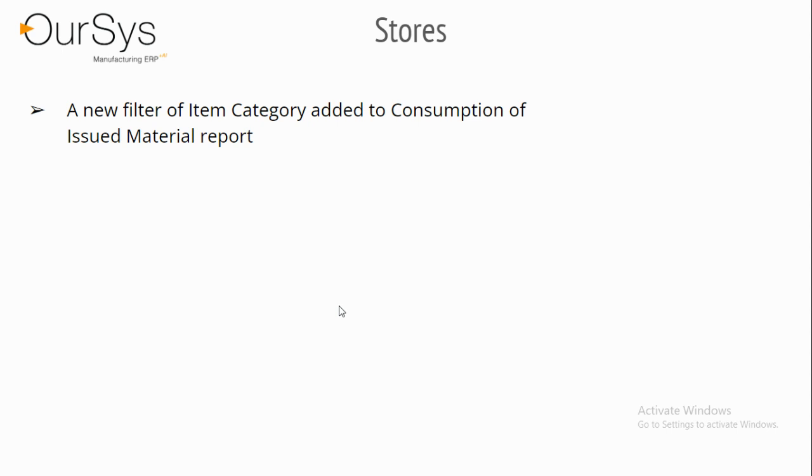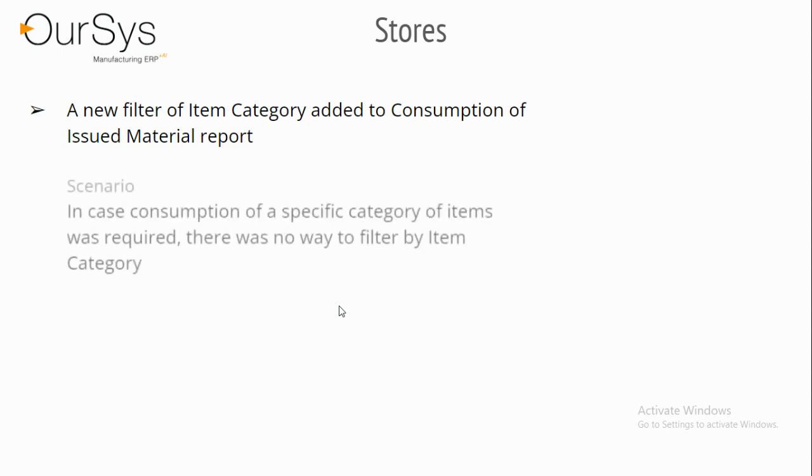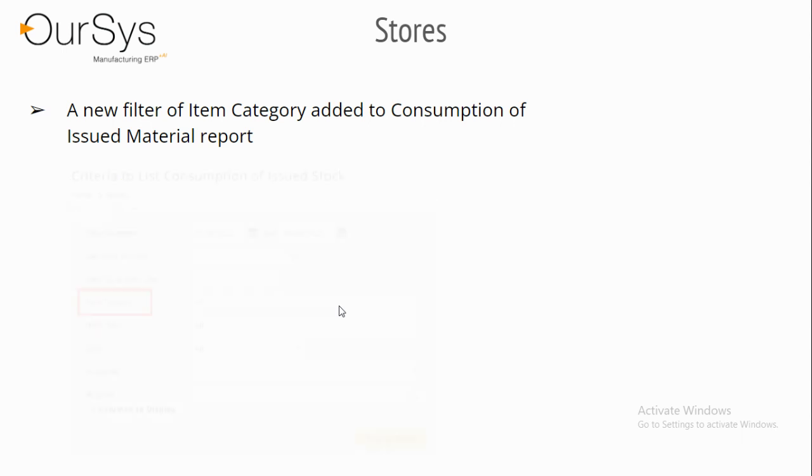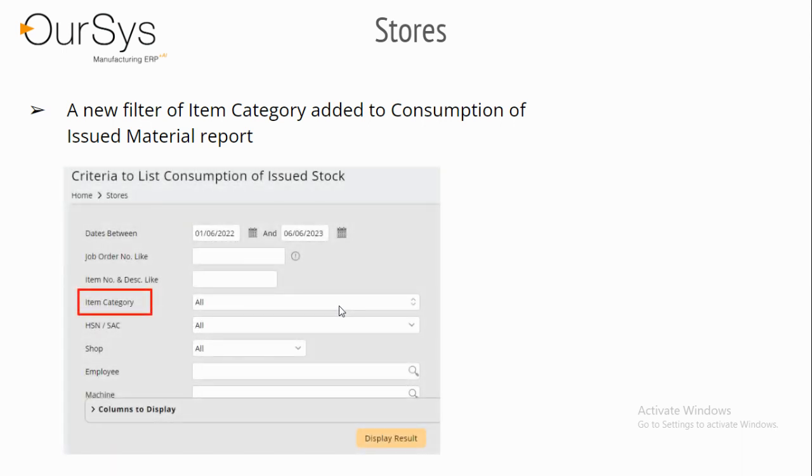Next change we have made is in the stores module. An enhancement has been made in the consumption of issued material report. In the issued material report, we have introduced a filter of item category. So you can filter your report using the item category, and you can get an item category bifurcated report using this filter.